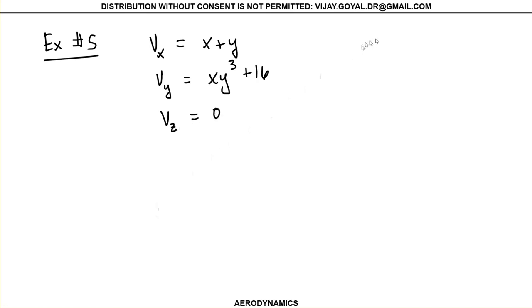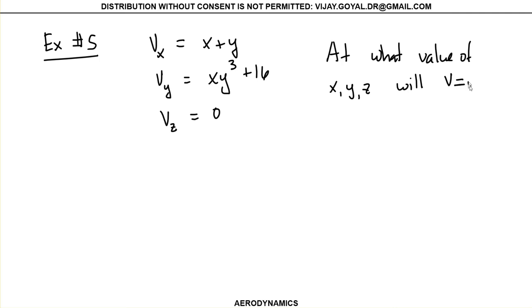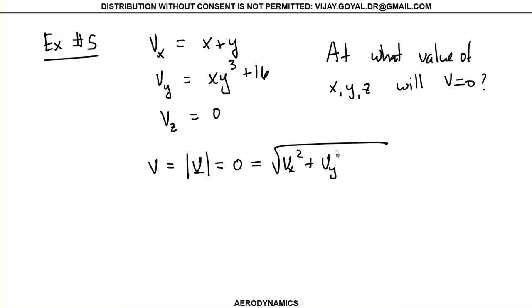And the question is the following. At what value or combination of x, y, and z will my speed equal 0? Okay, so my speed will be 0 when the magnitude is equal to 0. And the magnitude is nothing else than the square root of all the components squared.